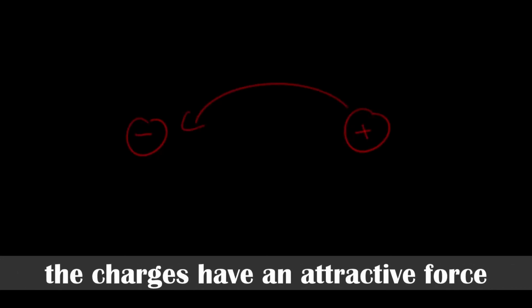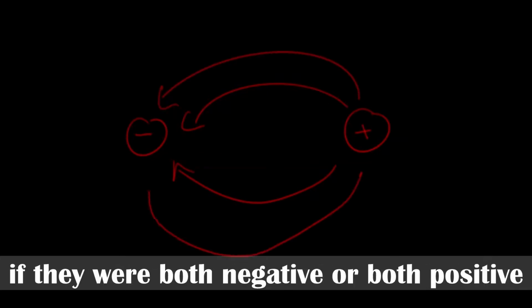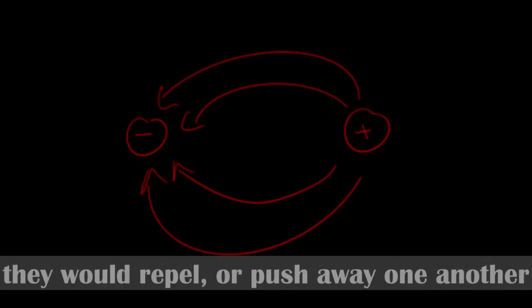Now this equation is scalar, which means it won't ever give us a negative value, so we have to look at our charges to determine if the force is attractive or repulsive. Since one of our charges was negative and the other was positive, we know that the charges have an attractive force between them, so they pull closer together. If they were both negative or both positive, they would repel or push away one another.